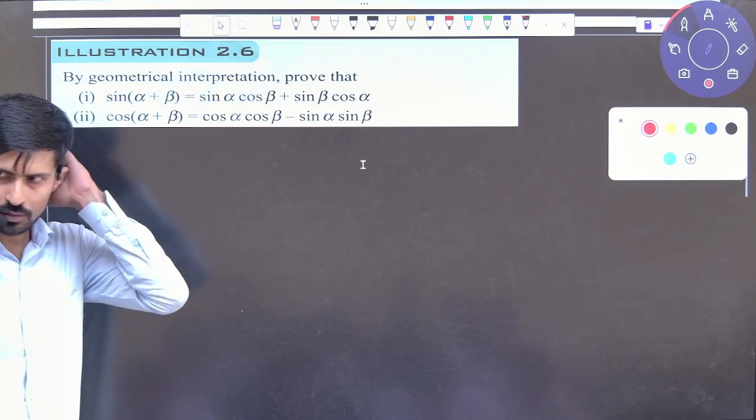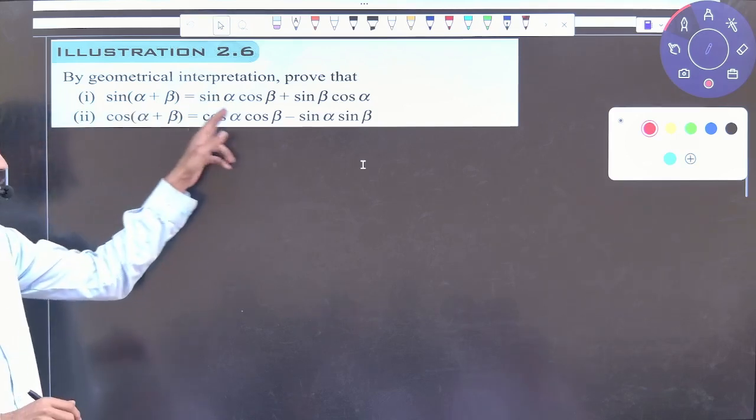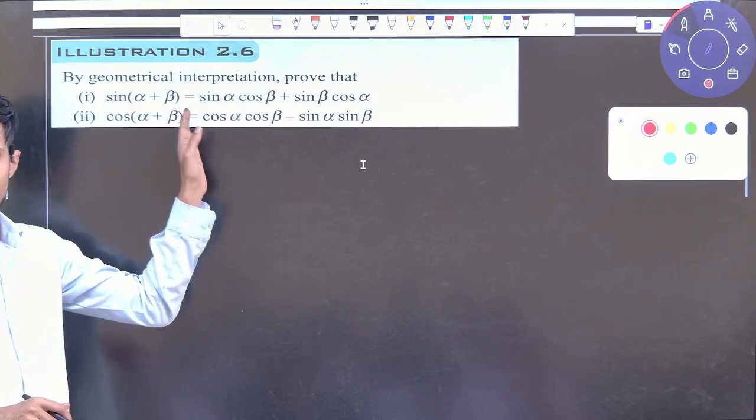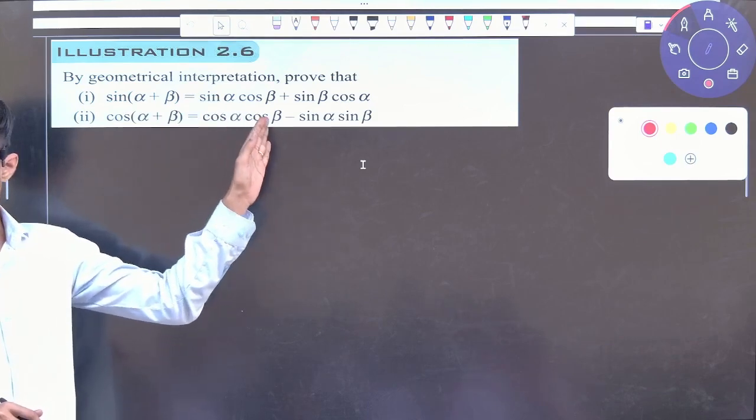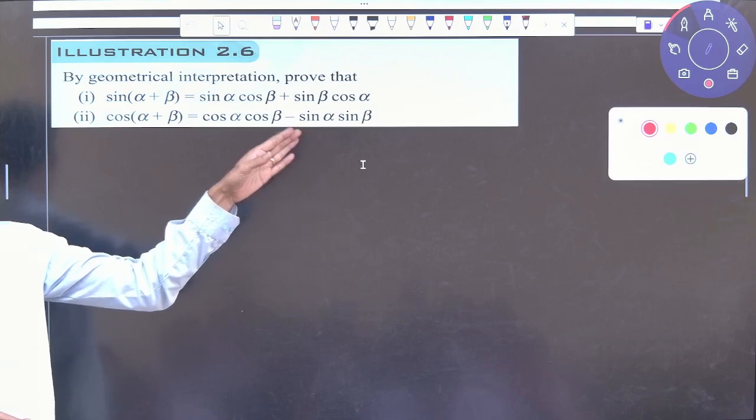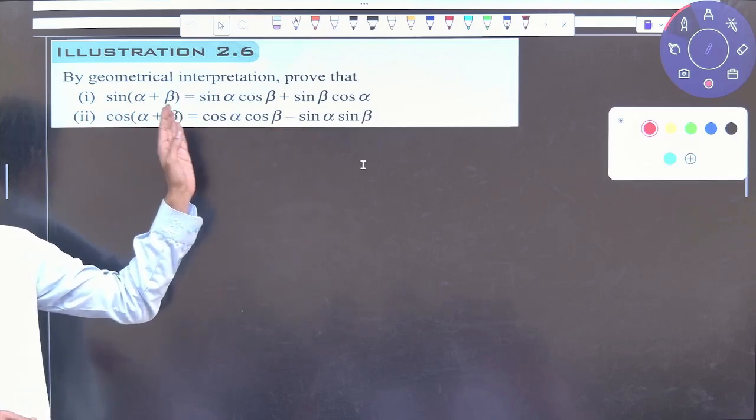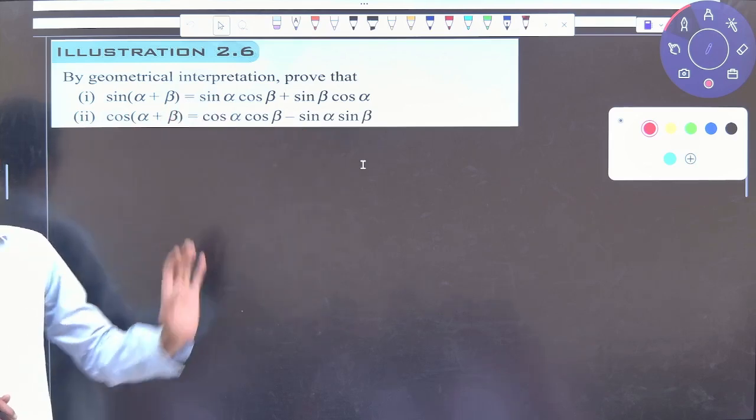Okay, so anyhow you have to remember this formula. Sin(alpha plus beta) is sin alpha cos beta plus cos alpha sin beta. And cos(alpha plus beta) is cos alpha cos beta minus sin alpha sin beta.